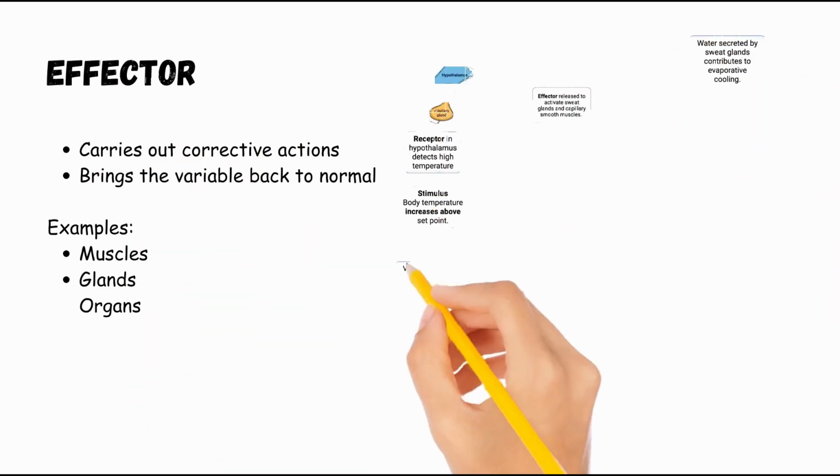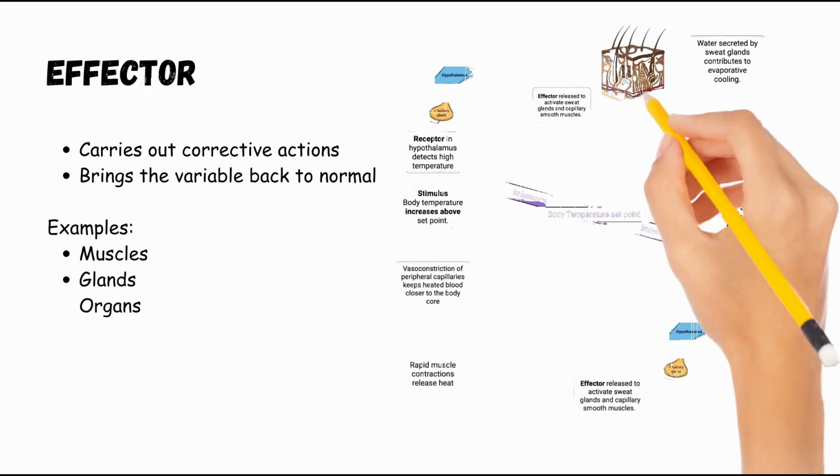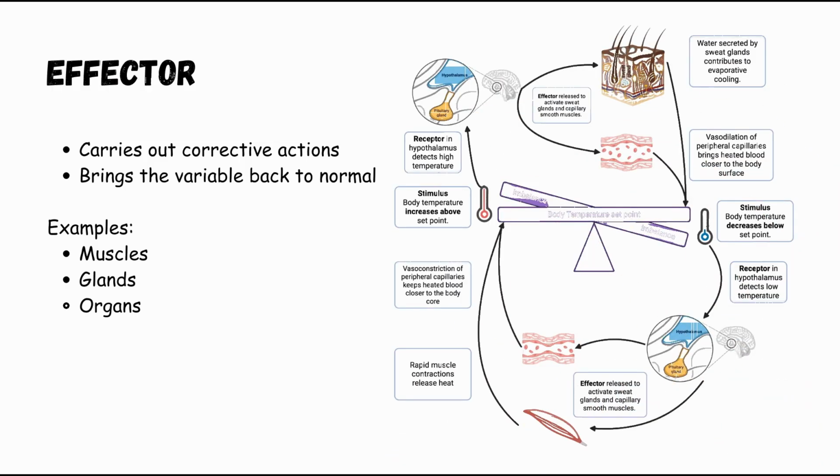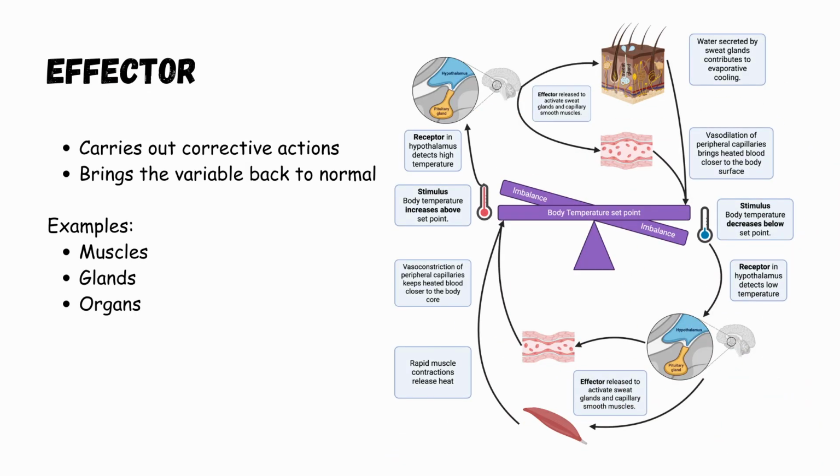Effectors are the organs or tissues that carry out corrective responses. These may include muscles, glands, or other organs. For example, sweat glands act as effectors during temperature regulation, while muscles act as effectors during shivering.